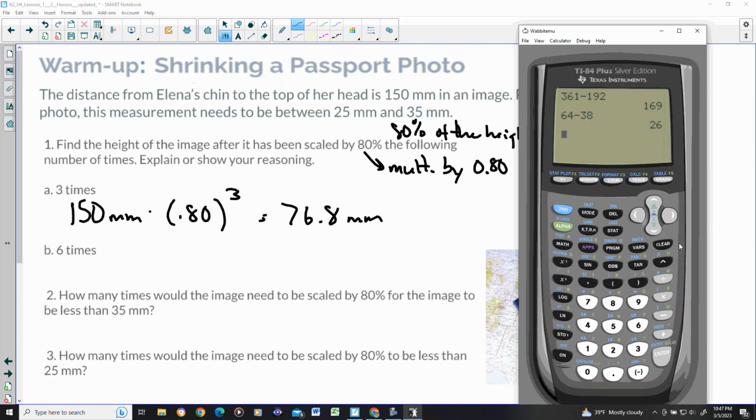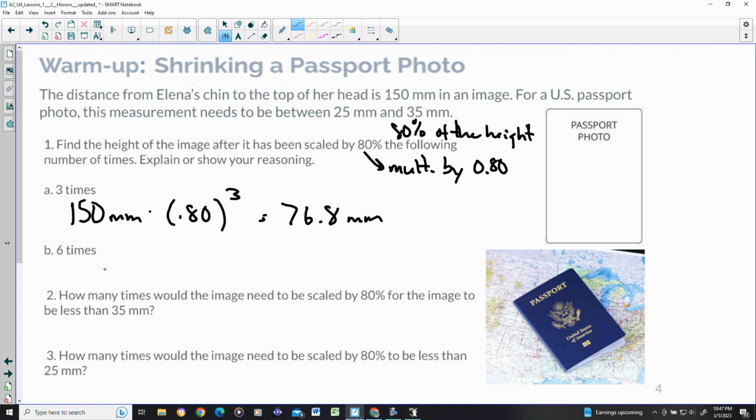Okay, and we'll do the next one 6 times, right? So let's say we did it 6 times. So 150 times 0.8 exponent 6, 39.37 meters. Still too big because it has to be between 25 and 35 centimeters.